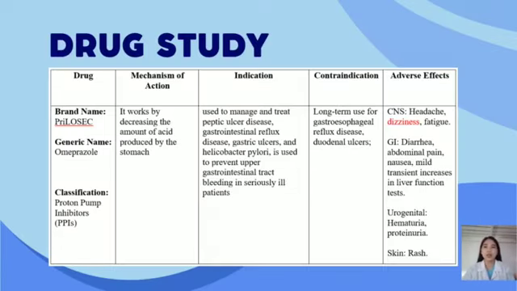So the first drug is omeprazole with brand name Prilosec. It is classified as a proton pump inhibitor, and it works by decreasing the amount of acid produced by the stomach. It is indicated to manage and treat peptic ulcer disease, gastroesophageal reflux disease, gastric ulcer, Helicobacter pylori, and to prevent upper gastrointestinal tract bleeding in seriously ill patients. It is contraindicated for long-term use for gastroesophageal reflux disease and duodenal ulcers.